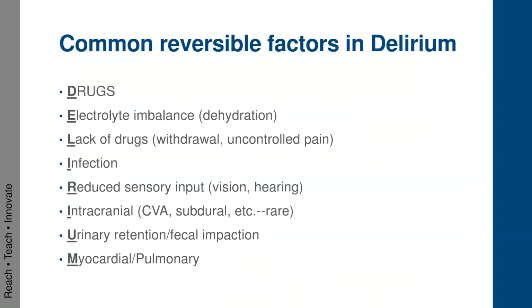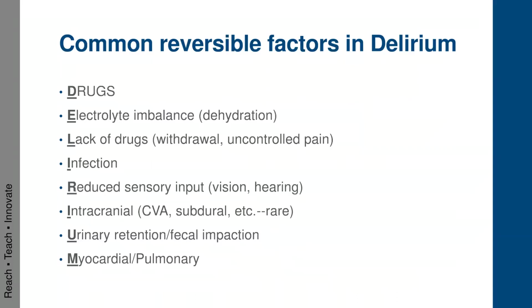Lack of drugs: always be on the lookout for withdrawal from any type of opioid or benzodiazepines that they took at home, or perhaps antidepressants, as well as lack of medications for pain. Uncontrolled pain has been associated with the onset of delirium. Infections, as we mentioned, and reduced sensory input, so vision and hearing, are key risk factors. Of course, we must always consider whether some type of intracranial event has occurred, including stroke or perhaps a subdural hematoma, but these are more rare, especially if the patient develops delirium while they're in the hospital setting.